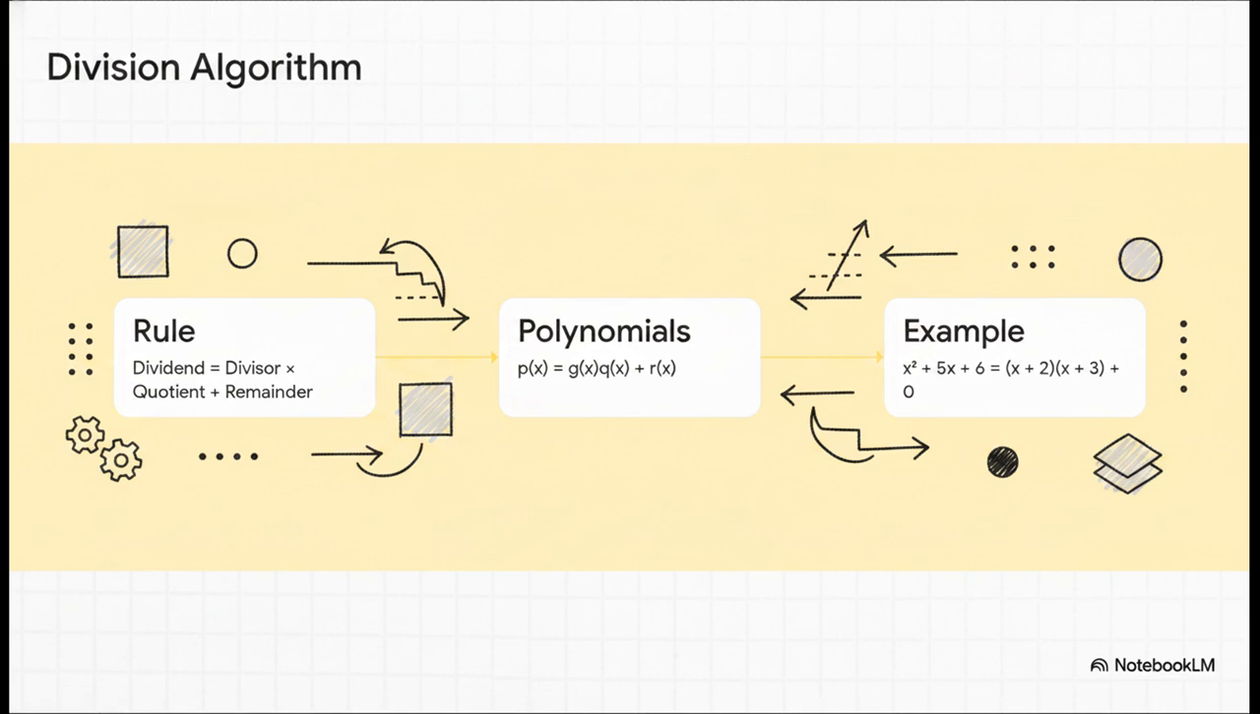So if we divide x squared plus 5x plus 6 by x plus 2, we end up with a nice, neat quotient of x plus 3 and a remainder of 0. See? It operates on the exact same mechanics as basic arithmetic. You already know how to do this.